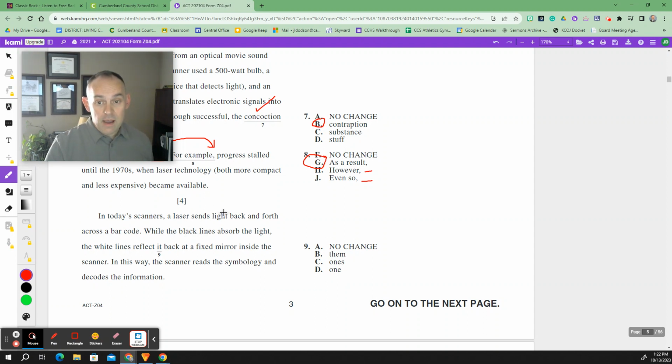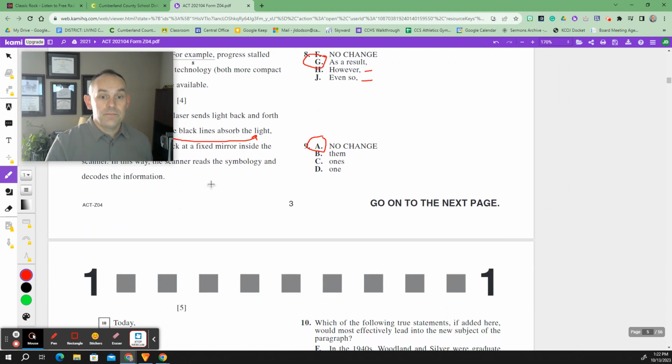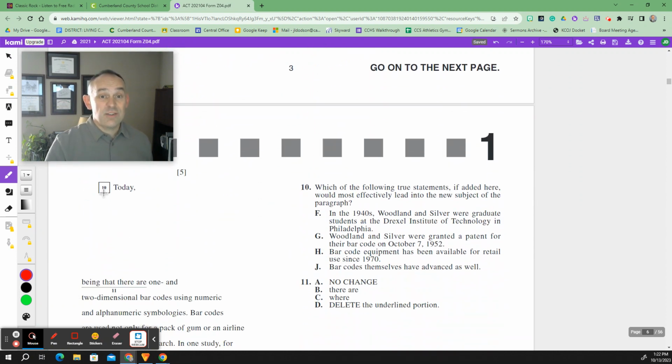In today's scanners, a laser sends light back and forth across a barcode. While the black lines absorb the light, the white lines reflect it back at a fixed mirror inside the scanner. So you got a pronoun here, it. We need to figure out what the antecedent is. The antecedent is the noun that the pronoun takes the place of or refers back to. So it here is referring to light. We would not change it to them, ones, or one because it is correctly paired with its antecedent, so it is no change.